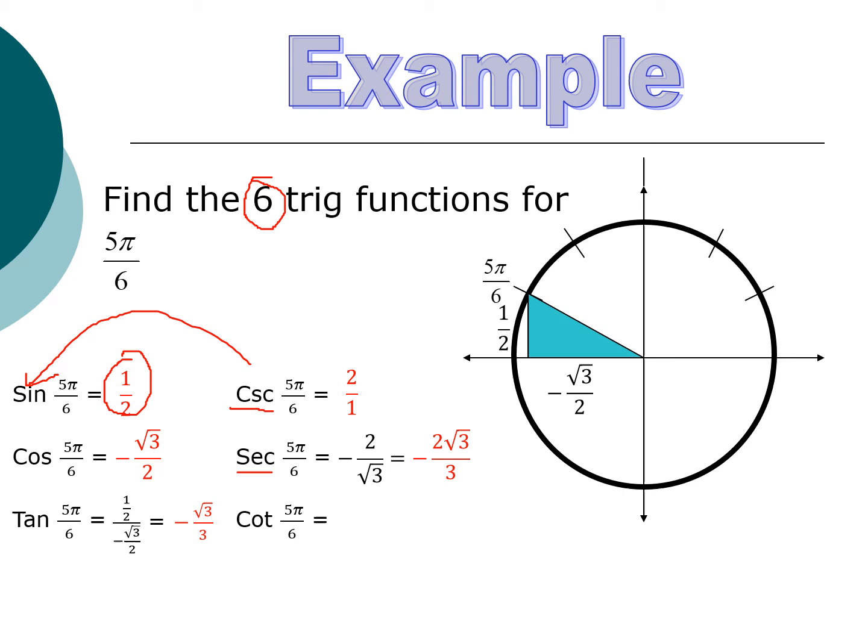And then finally, cotangent is the reciprocal of tangent. But then again, we have a radical on the denominator, so rationalize it by multiplying the top and the bottom by radical 3, and you should get negative radical 3.